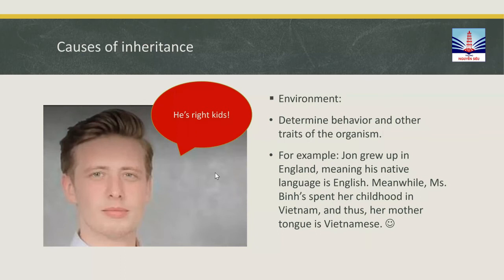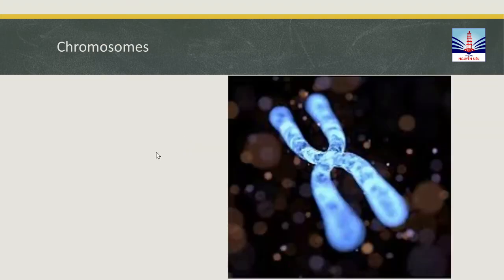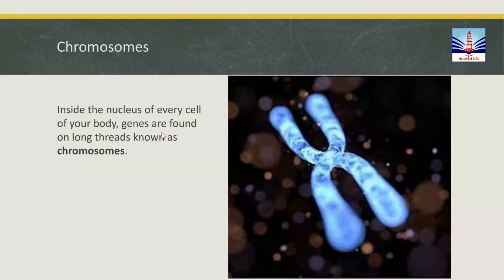So another thing I want to talk about is chromosomes. This is a term that's pretty familiar to all of you who have even heard of genes. The picture you see on your screen is what a chromosome looks like. It's kind of a long thread, and inside the nucleus of every cell of your body, genes are found on threads, and they are known as chromosomes. Both genes and chromosomes are made of the same chemical, DNA. So DNA makes genes and chromosomes.